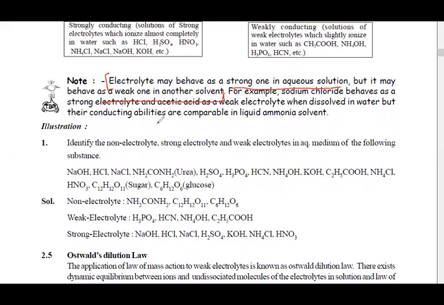Because we know that polar solvent will facilitate strong electrolyte, but non-polar solvent will not facilitate the dissociation. Got it? Now, see this. We have a problem over here.